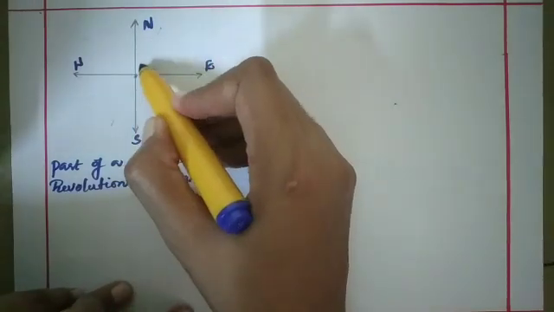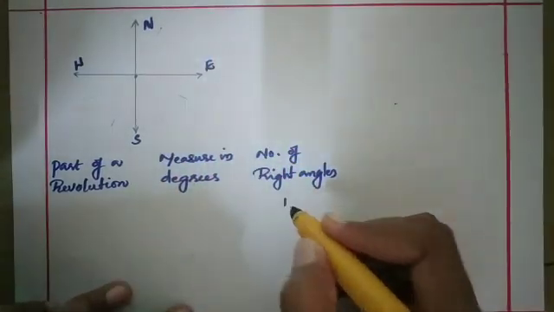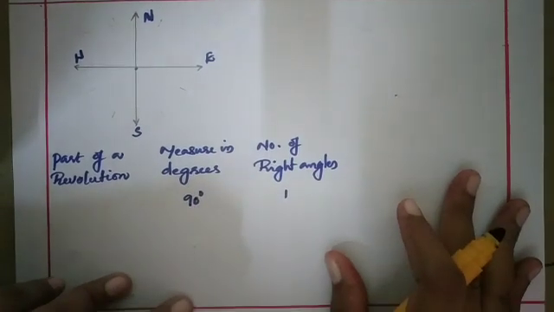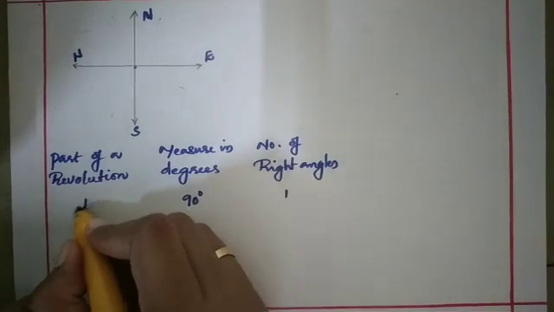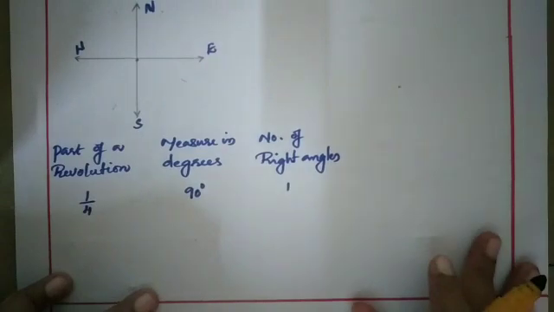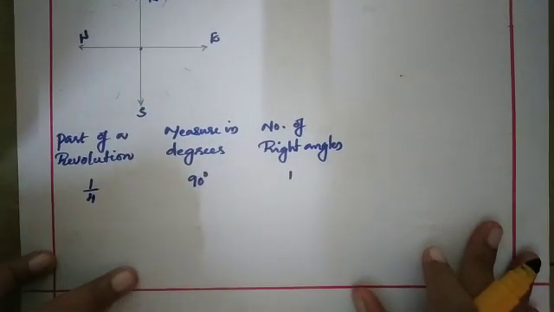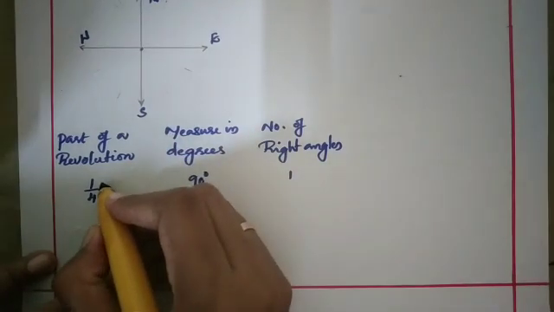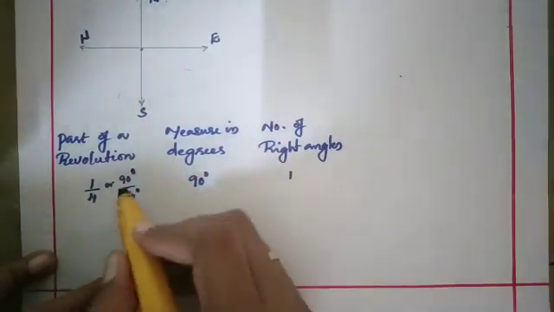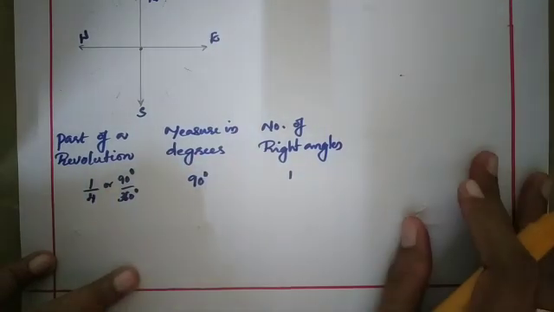So how many right angles? North to east is one right angle. One right angle measures 90 degrees. It is a 1/4 part of a revolution. Four right angles make one revolution. So the fraction part is 1/4, or you can write 90 degrees by 360 degrees, which changes to 1/4.